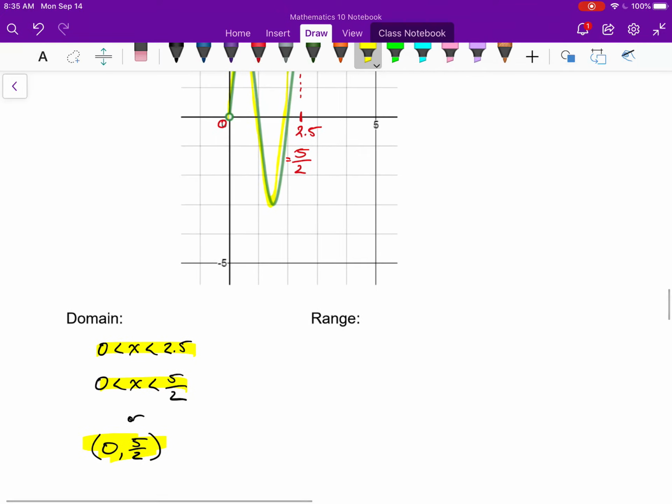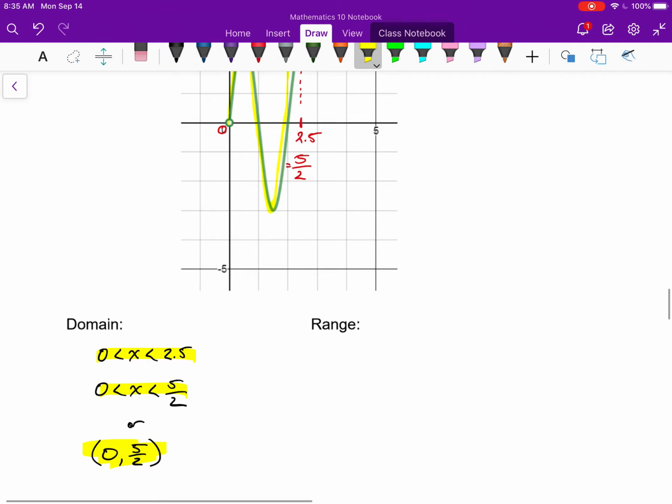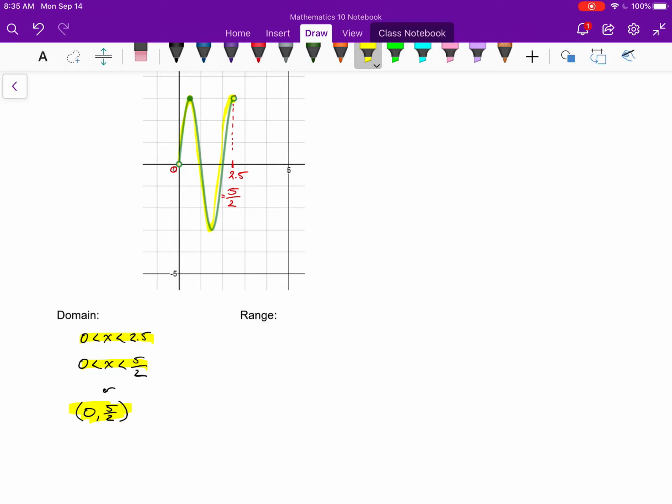Again, I don't really care if you use a decimal or a fraction, as long as you understand how they're the same thing. 5 divided by 2 is the same as 2.5. A textbook would probably use the fraction, because we want to start getting more and more familiar with improper fractions in lowest terms. So that's the domain. Everything from 0 to 2.5, but not including 0, not including 2.5.